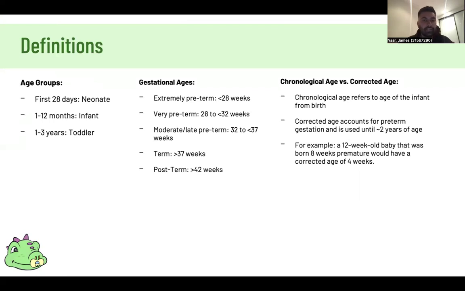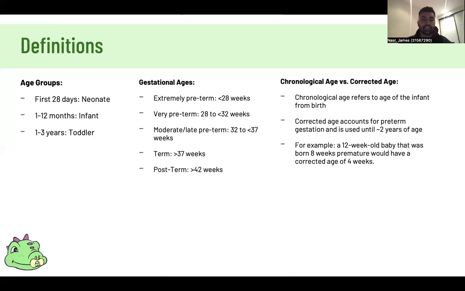In terms of the definitions to know, obviously the age groups. A neonate is defined as a baby in their first 28 days of life. After that, from 1 month to 12 months, they'd be classified as an infant, and then from 1 to 3 years, they'd be classified as a toddler.